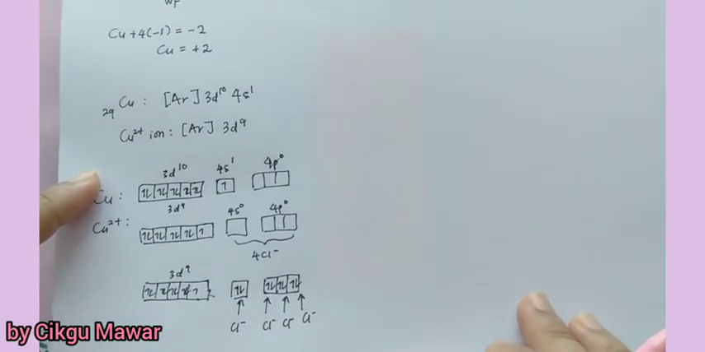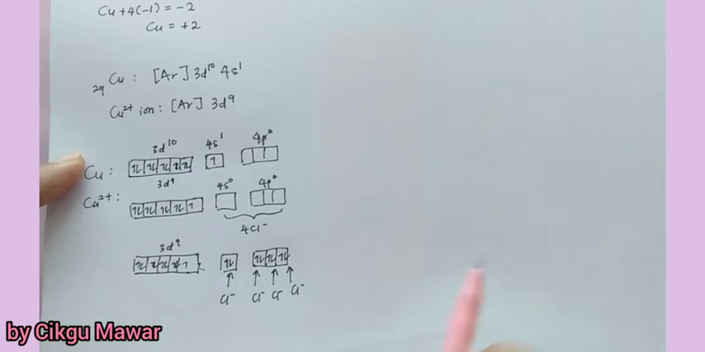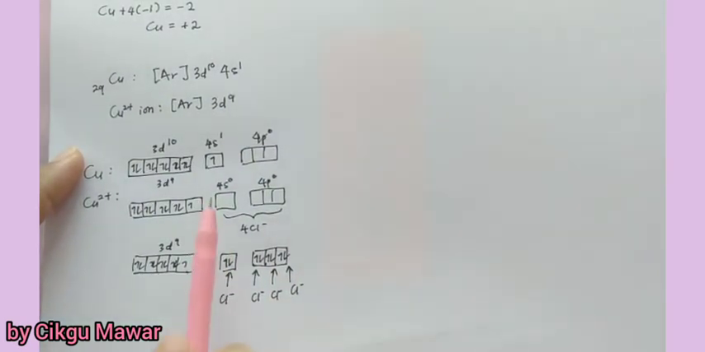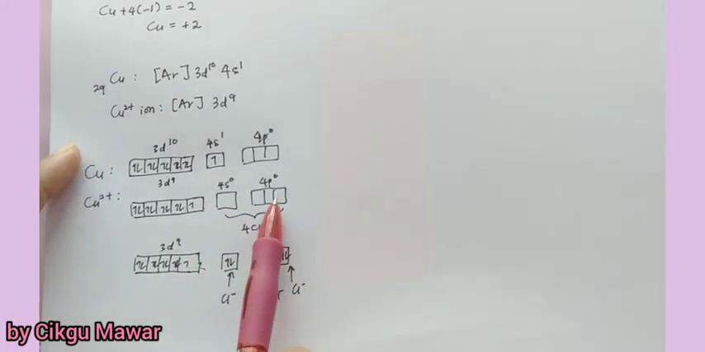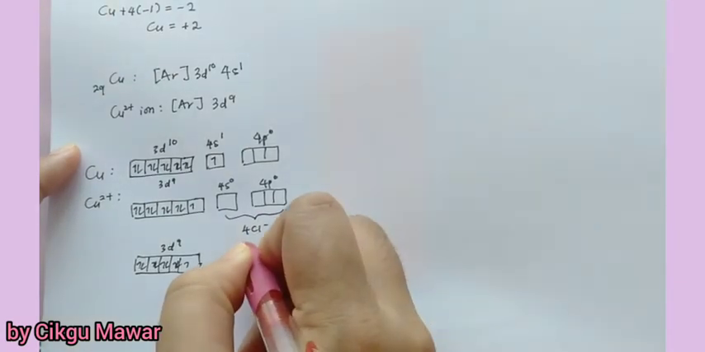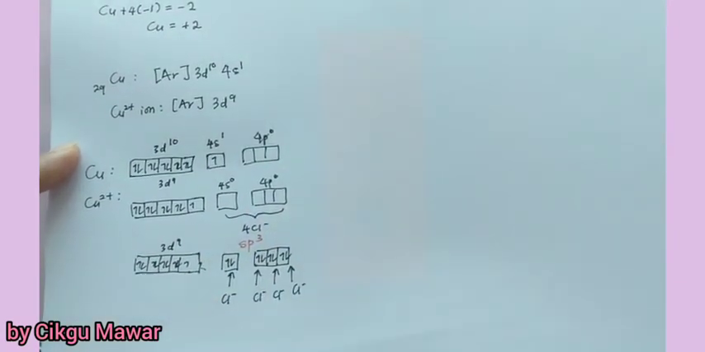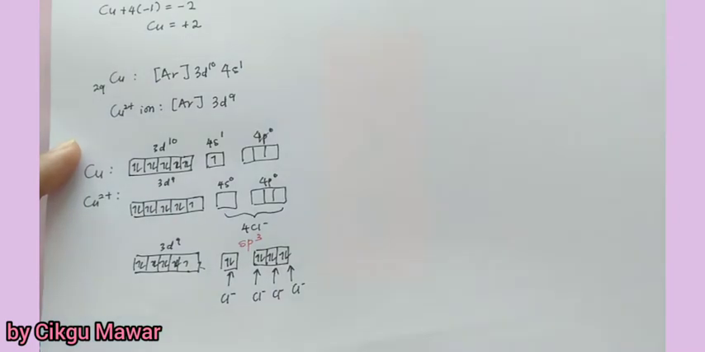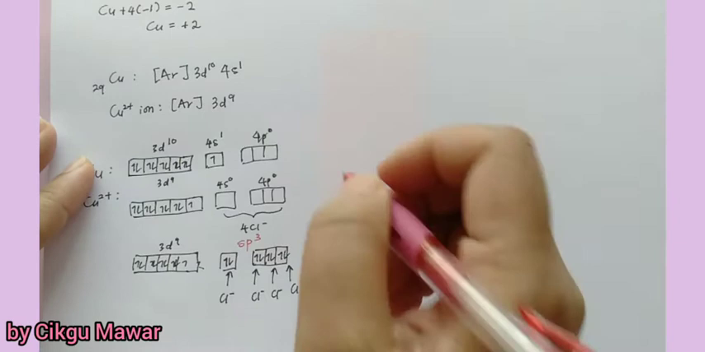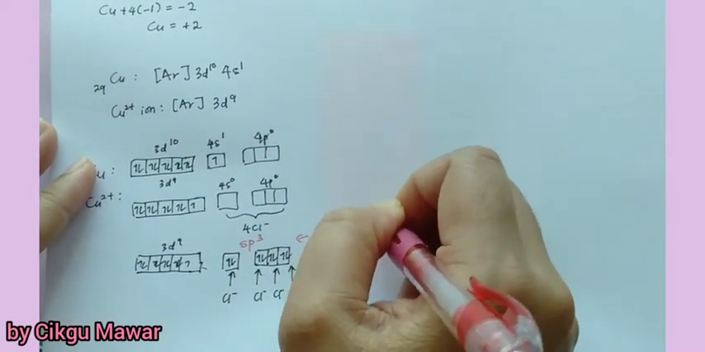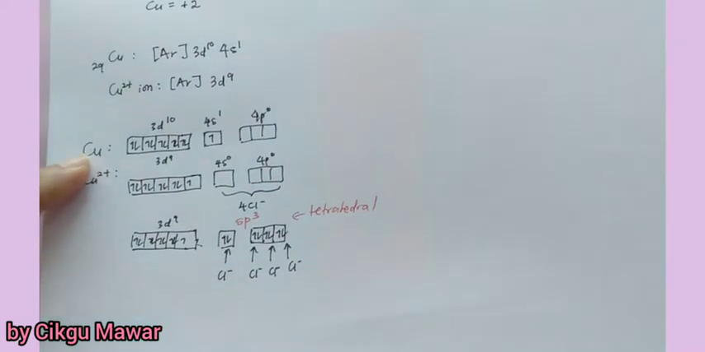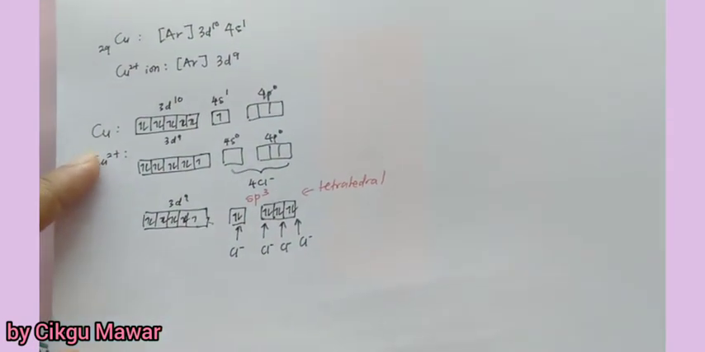So what happened is, this shape, what is the orbital involved here? We have the 1s orbital and the 3p orbital, so it has an sp3 orbital. For the sp3 orbital here, the shape is tetrahedral. Tetrahedral shape. So now we can draw the structure.